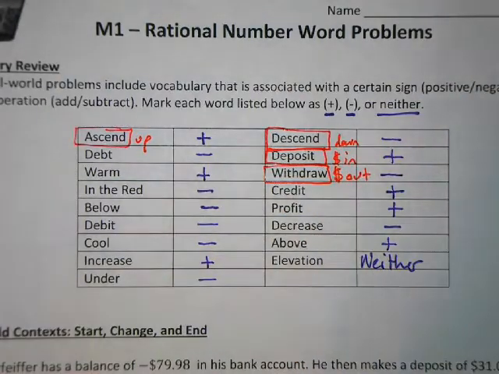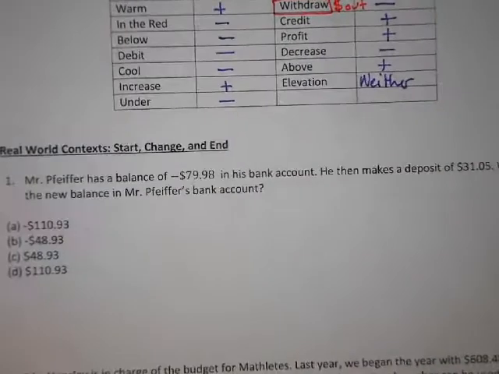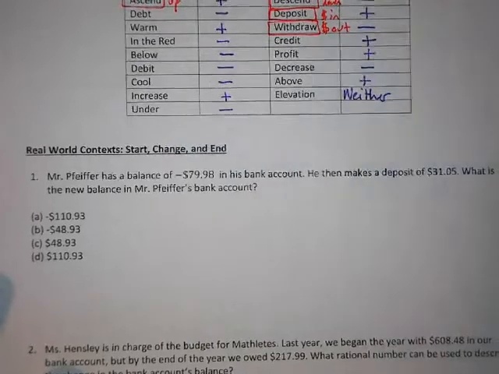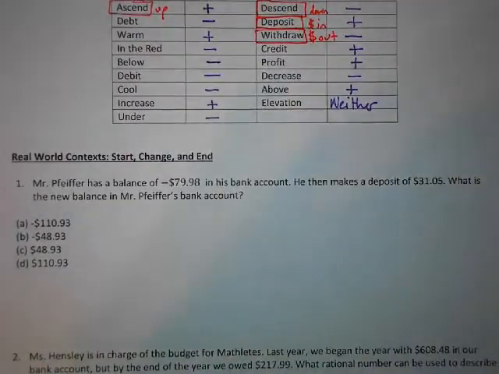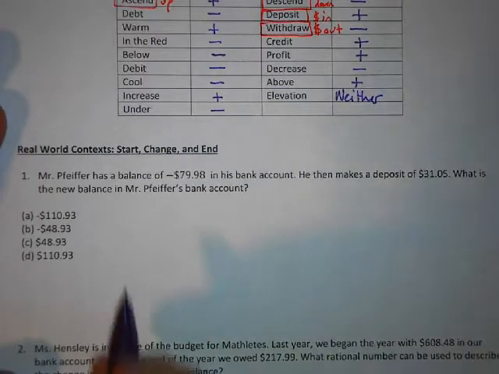Alright, so if there are any others that you have questions about, please pause right now and look them up. But it is time for us to jump into some real-world context problems with rational numbers. And for these, we're going to think each time about start, change, and end. By that I mean we're going to think, is the problem telling us information that's the start of something, how much it's changing, or the end of something? Whenever we have word problems, we're going to read a couple times, marking up the problem and thinking about what the text is telling us.